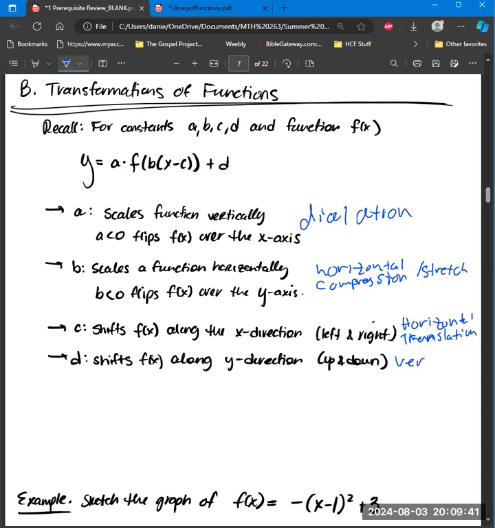And this is a vertical shift or a vertical translation. So translation and shift are the same thing to you. These are rigid transformations, meaning that it doesn't change the shape of the graph when I move it horizontally or vertically. Reflections are also rigid transformations, but dilations, stretches, and compressions are non-rigid transformations.